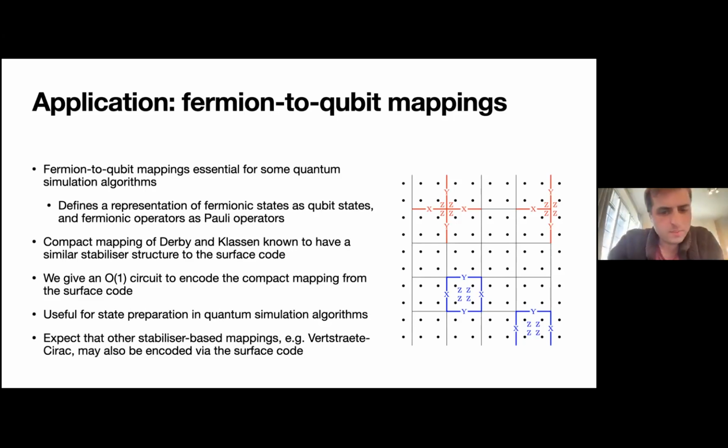And there are other stabilizer-based fundamental qubit mappings, like the Seraca mapping, that also have a similar structure to the surface code. So it may be that this is a promising route for state preparation in various different stabilizer-based fundamental qubit mappings.